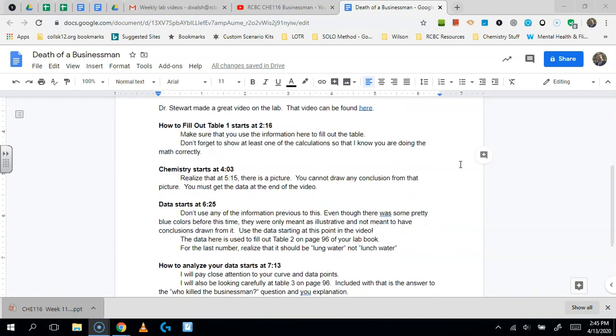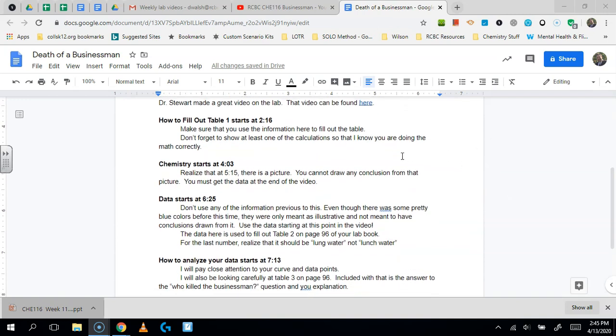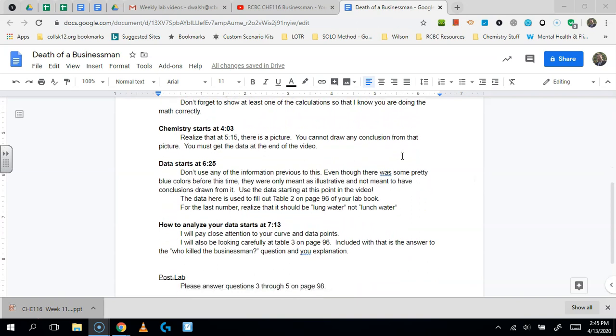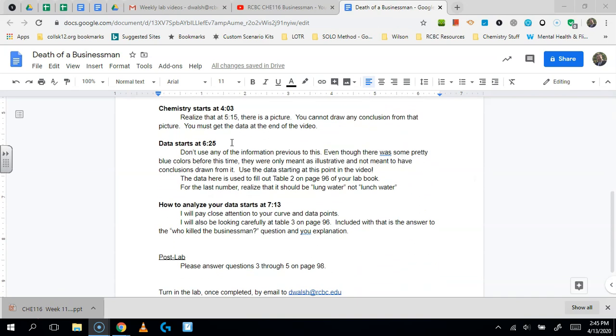As you go through the lab, you're going to have to fill out a beginning table, and then chemistry starts. Keep in mind that the data is going to start around 6.5 minutes into the video, but before that you'll see a picture. You don't want to use the picture to derive any sort of conclusions from. It's just a picture for illustrative purposes here in the chemistry section. So make sure that you just use the data that starts at around 6.5 minutes.